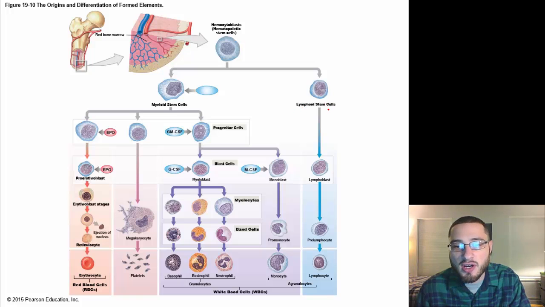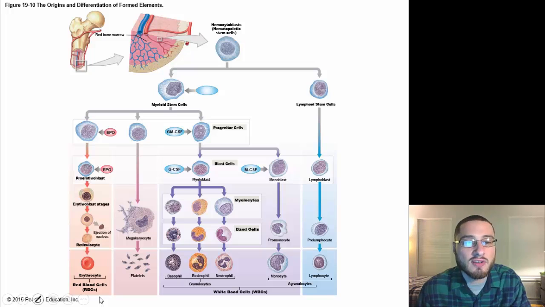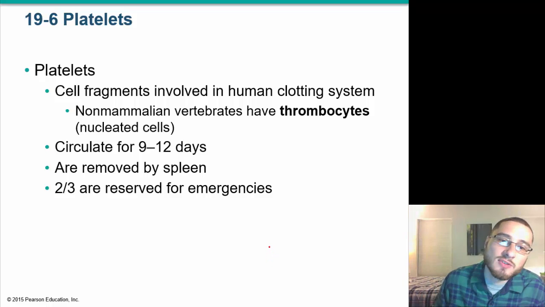Our lymphoid stem cells are then eventually going to create our lymphocytes, where our myeloid stem cells are either going to become our proerythroblasts or our myoblasts or monoblasts, and then our proerythroblasts are going to eventually go through a number of phases and become our red blood cells. Our myoblasts are going to eventually become our basophils, our eosinophils, or our neutrophils, and then our monoblasts are going to become our monocytes. Platelets are cell fragments involved in the human clotting system.